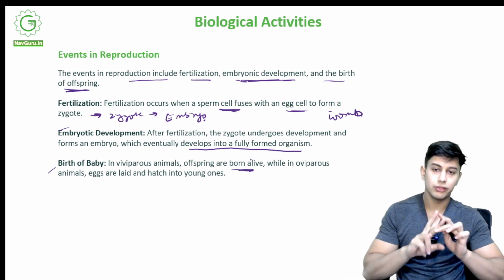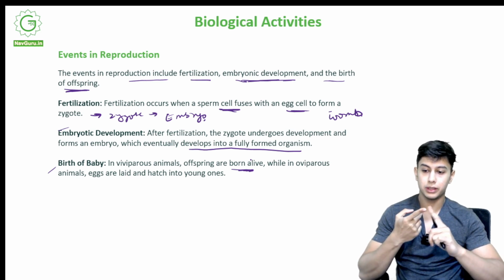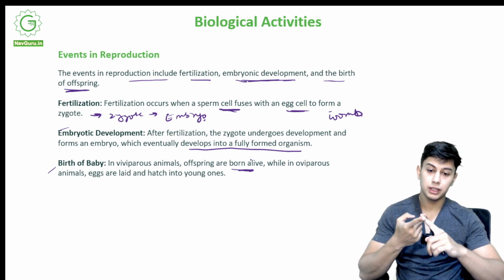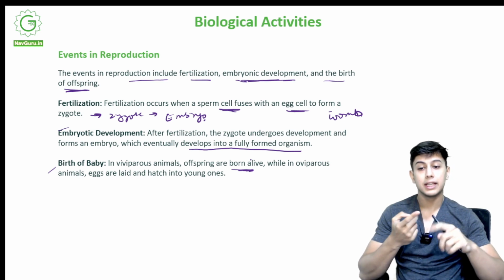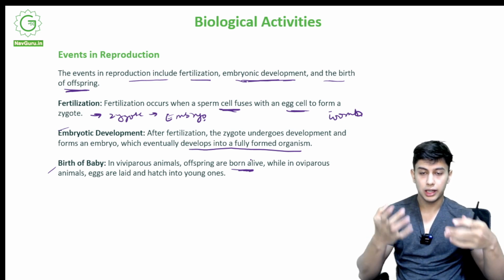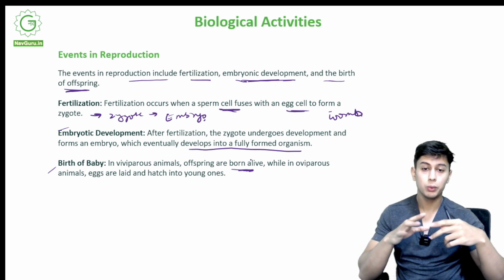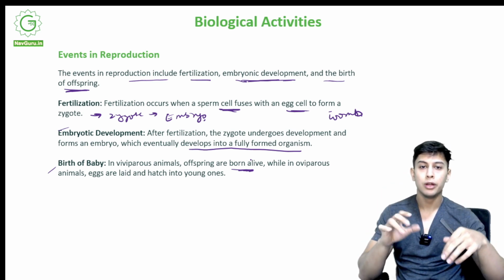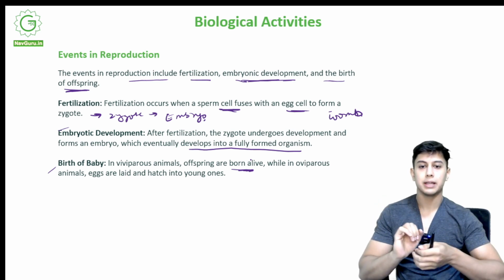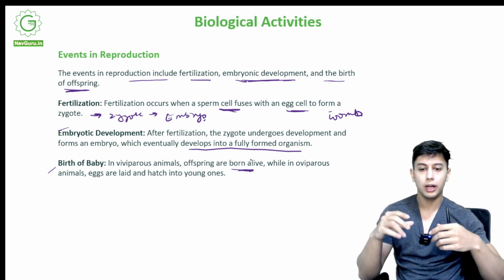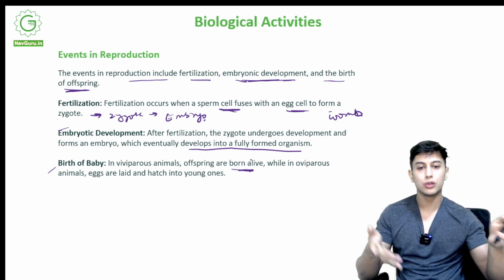So there are two types of animals, viviparous and oviparous. Viviparous animals are like mammals. They give birth to a living organism. However, an oviparous animal will give birth to an egg, which contains an embryo, which will later grow and hatch. So that is oviparous.